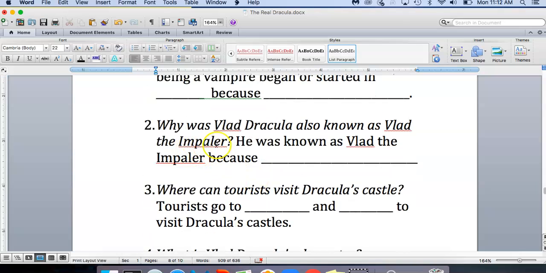Question number 2. Why was Vlad Dracula also known as Vlad the Impaler? He was known as Vlad the Impaler because, why did they give him this name? That's what you have to answer. So go back to the story and find this.